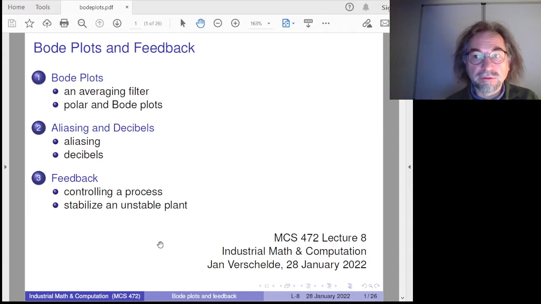So this is the third lecture of the third week where we introduce filtering, signals and filters. At the end of this third week, we will end up with feedback. There will be more feedback in a later part of the course. But mainly today we are introducing Bode plots.